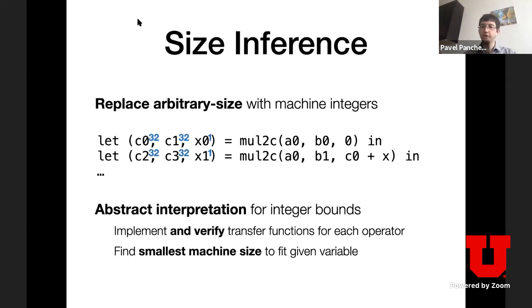Because the transfer functions and the lattice and all the other aspects of this abstract interpretation are proven correct in Coq, you know that it produces valid output. And as a result, you know that if it allocates a 32-bit integer somewhere, there isn't going to be any kind of overflow or carry that you didn't handle that would be necessary to implement that correctly.